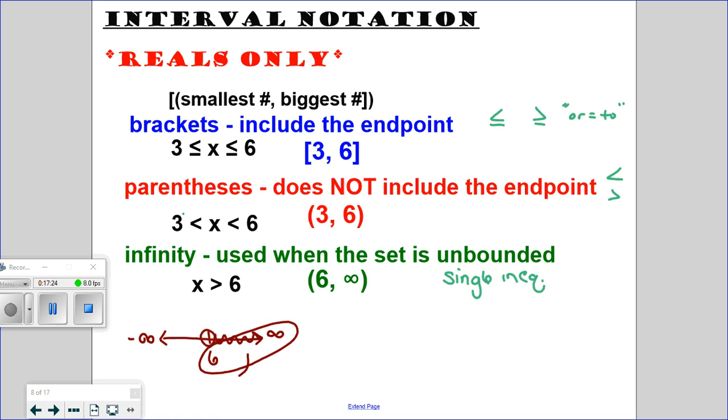The other note I want to make is when you use an infinity, there is no thought process right here. Infinity is always a parentheses. Always, always, always. It doesn't matter. If I went back and changed this problem to an or equal to, the 6 would get a bracket, and I would not change what's by the infinity. It would still be a parentheses. You never have to think about an infinity. It's always parentheses. And remember, the two ends of this do not have to match. One can be a bracket, one can be a parentheses. Any questions?